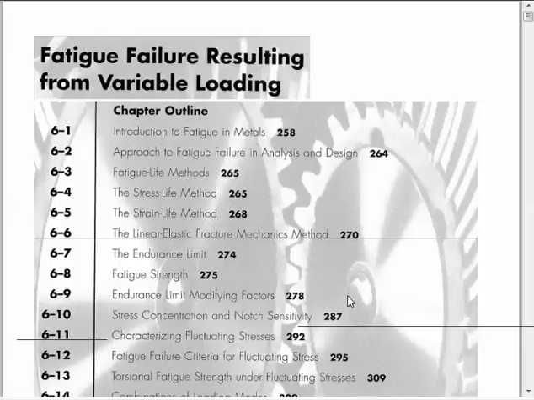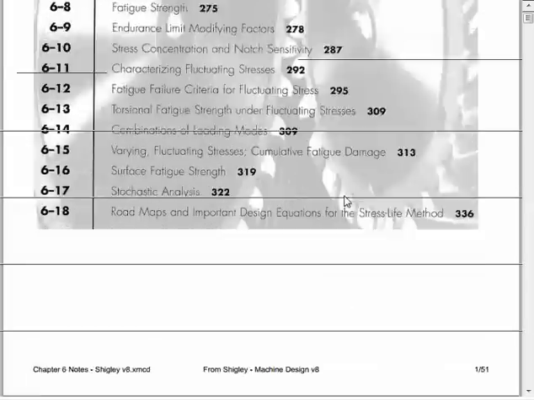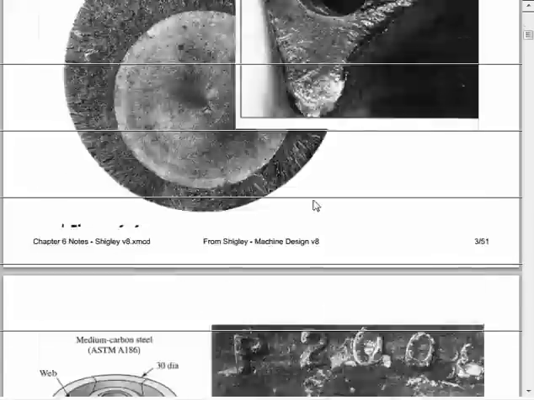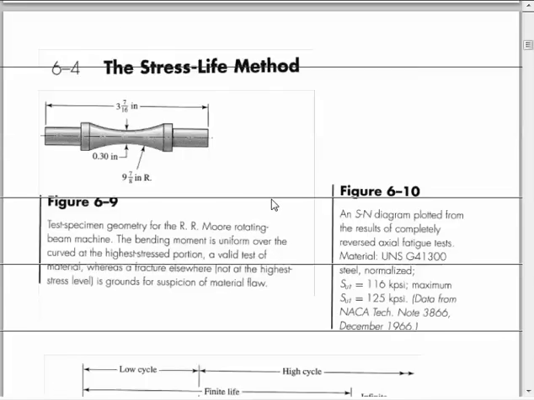This is the final video in our review. This is chapter 6, fatigue failure resulting from variable loading. We've talked about it. You haven't done any homework on it, so I'm going to ask at most more qualitative kinds of questions, not quantitative kinds of questions. And so there's some general discussion of fatigue.